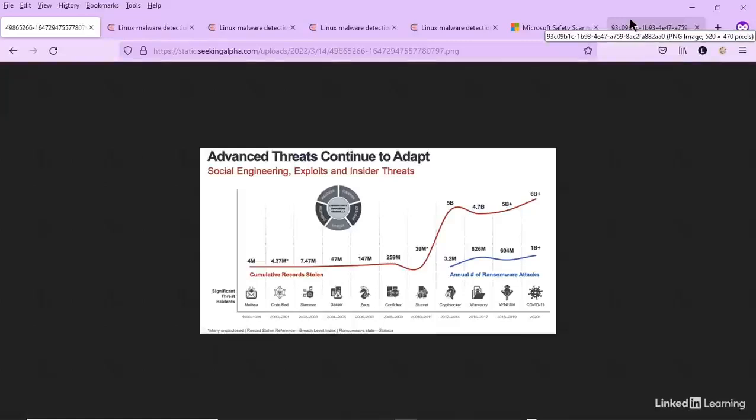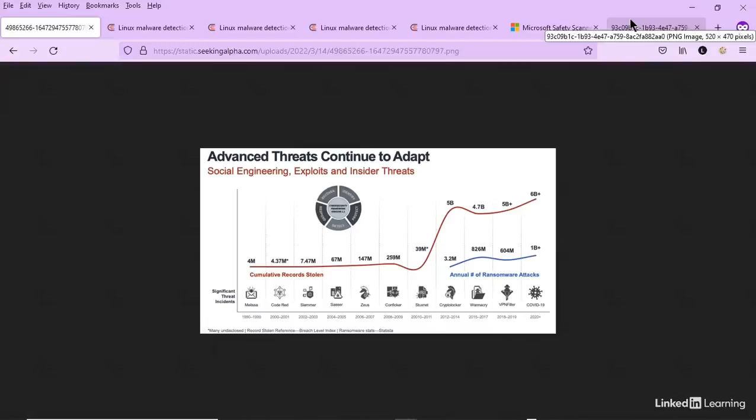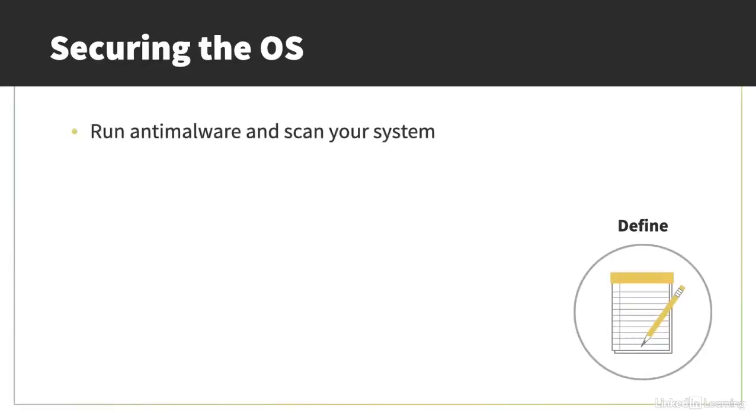Whether you're using a Windows, Linux, or Mac OS, malware can infiltrate your system and cause a great deal of damage. Over time, advanced threats have become more aggressive, and attacks are increasingly complex, as we see in this graphic. Part of securing your systems is running anti-malware protection and scanning your system.